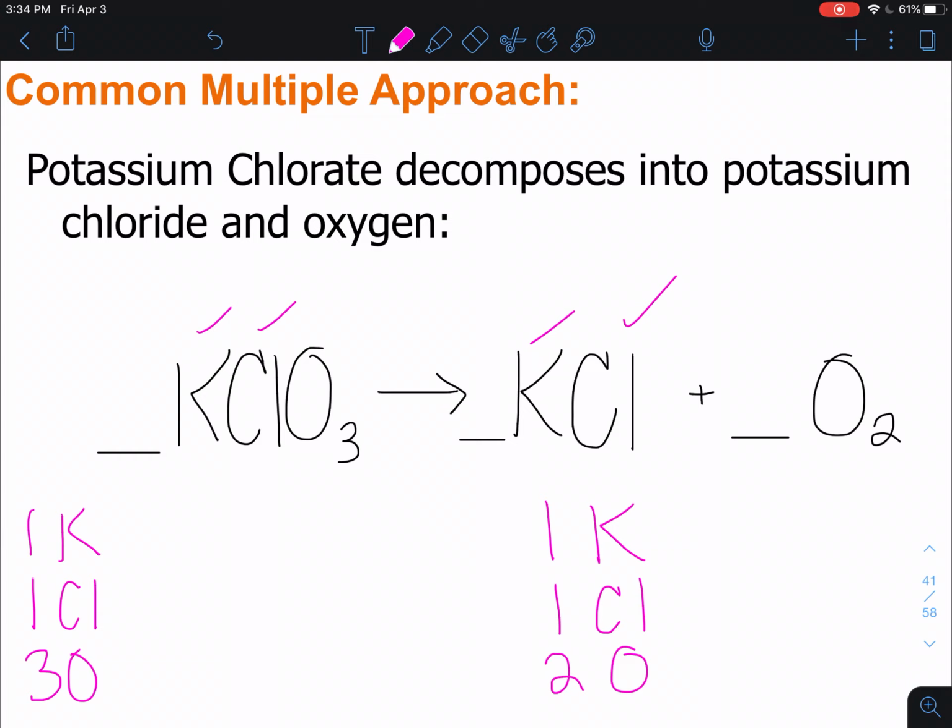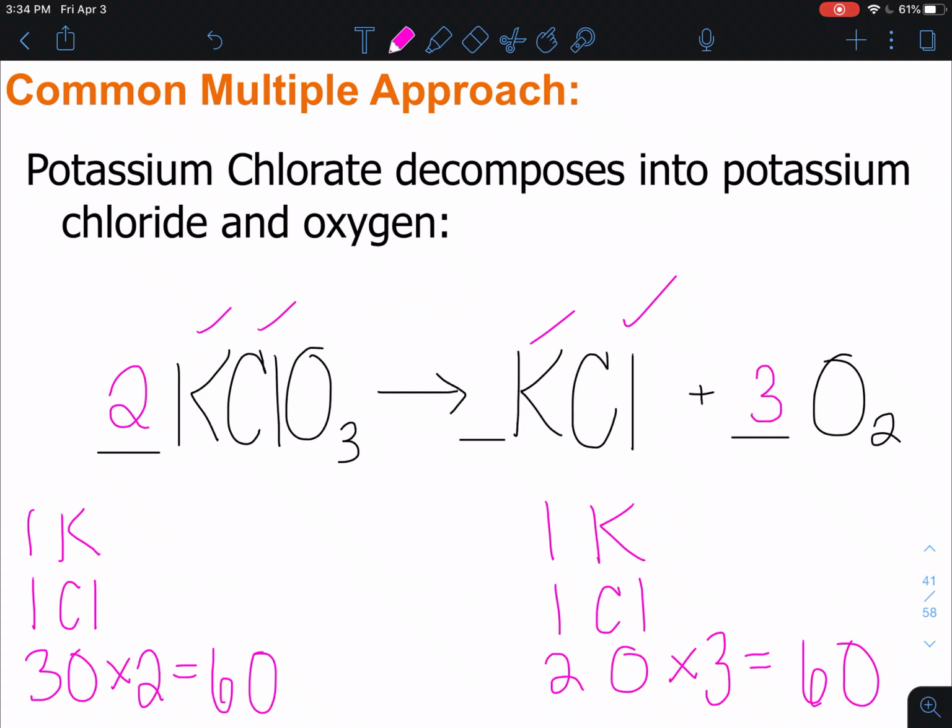So if I multiply this by 2, I'm going to have 6 oxygen, so I'm going to put a 2 here. And if I multiply this by 3, I'll have 6 oxygen, so I'm going to put a 3 here. So now that I have 6 oxygen on the left and 6 oxygen on the right, go ahead and do a little check mark. But now I have to go back and double check everything.